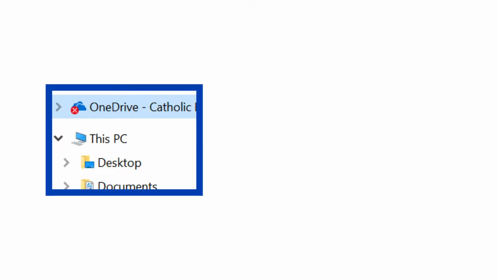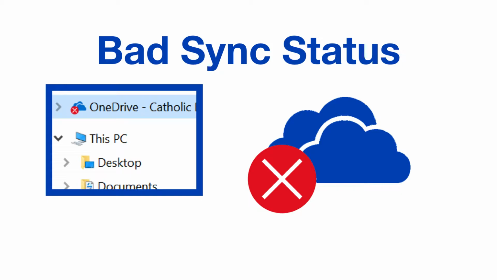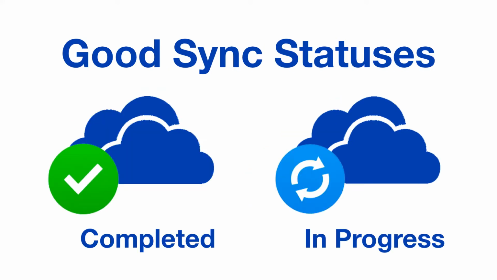If I zoom up a bit, you can see it's the cloud symbol. It says OneDrive Catholic Education, but the important thing is that cross there. That is saying the status of my sync is currently bad. This is what you need to look out for. Anytime this happens, seek advice or try one of these tips here. The other two symbols that you'll see are good statuses. You'll either see the green with a tick, which means everything is completed and synced, or you'll see the blue in progress symbol, which means everything's okay, but it's just doing a sync at the moment to make any changes you've made available.